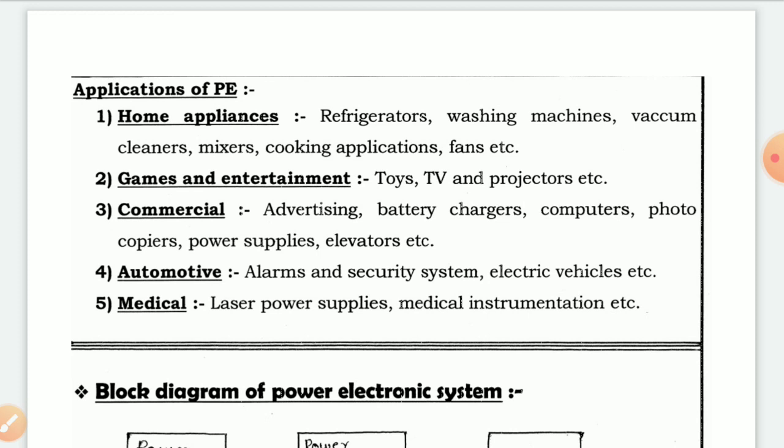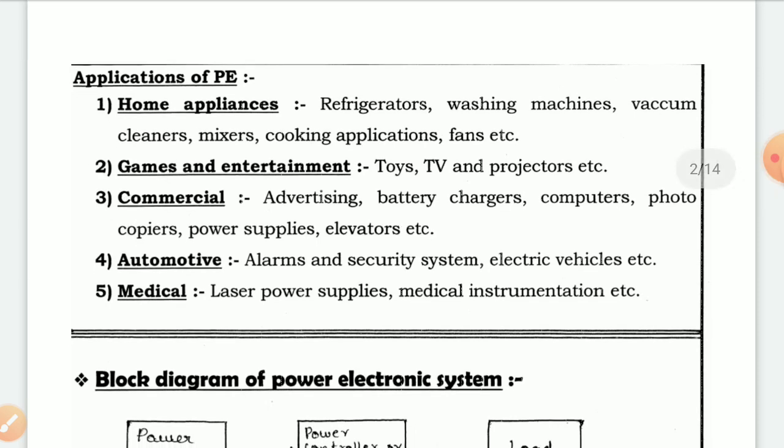If you're talking about where power electronics is used commercially: advertising boards, there the power electronics comes into existence. Next, battery charging applications. If you have a laptop, laptop charging applications, or mobile phone charging, almost all electric battery charging applications need power electronics. Then comes the computer.